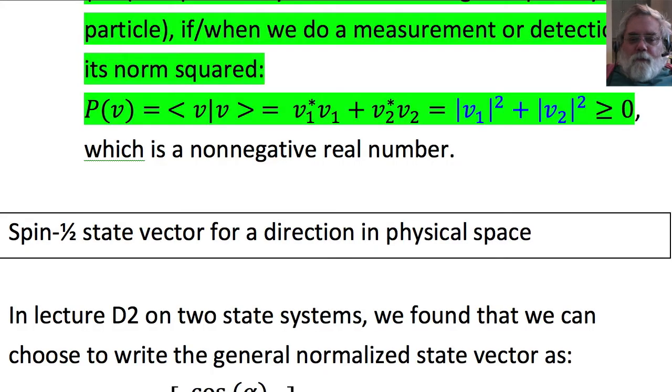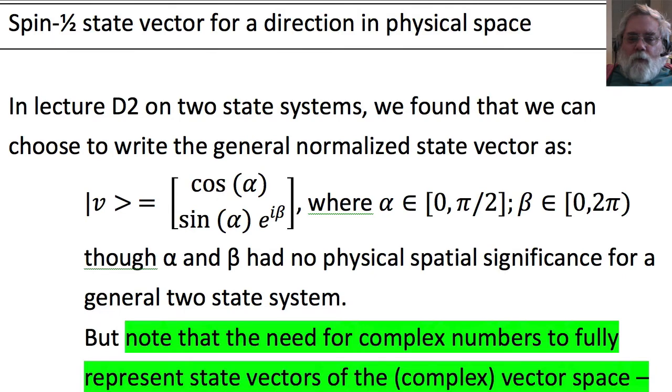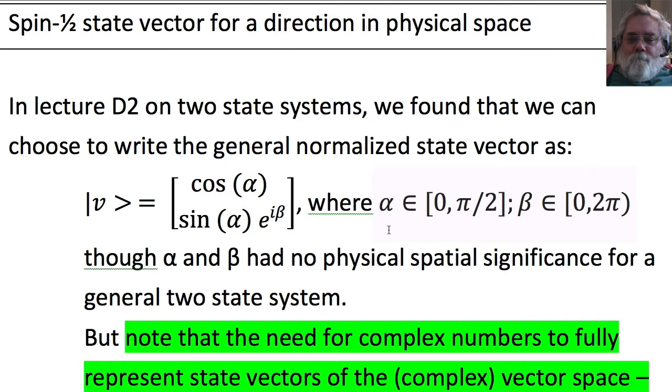Spin 1/2 state vector for a direction in physical space. In lecture D2 on two-state systems, we found that for all two-state systems, we can choose to write the general normalized state vector. I'm going to reuse v here, but in this case it's normalized. We can choose to write that as cosine of an angle alpha for the first component and sine of angle alpha times e to the i beta, where alpha and beta are angles. They need not have any physical spatial significance whatsoever for a general two-state system.